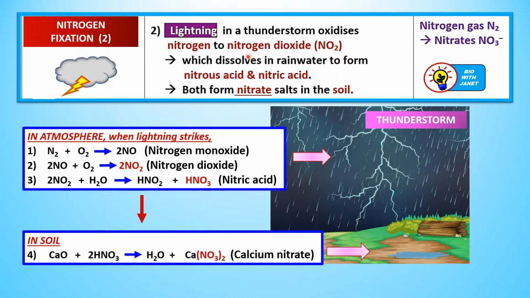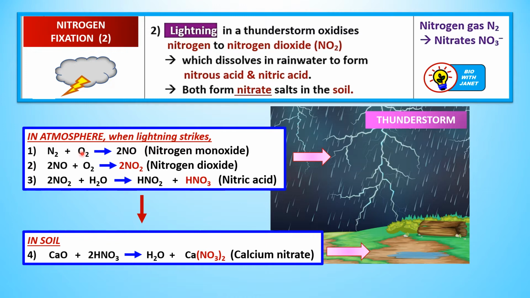Now, firstly, as we said, lightning in the thunderstorm oxidizes nitrogen to nitrogen dioxide. How does that occur? You see, when lightning strikes, the high temperature of a lightning bolt will break the bonds of these nitrogen molecules. So now the free nitrogen atoms will react with the oxygen.